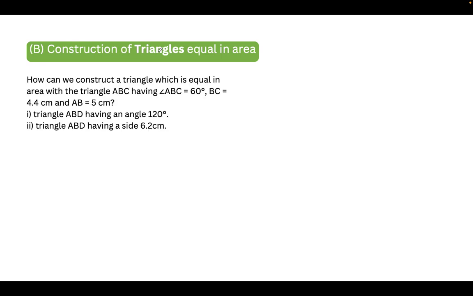So the problem is this: how can we construct a triangle which is equal in area with triangle ABC, where angle ABC is equal to 60 degree, BC is equal to 4.4 centimeter, and AB is equal to 5 centimeter. First of all we will construct AB, that is 5 centimeter in length. Now the angle ABC is 60 degree, so we will make an angle here of 60 degree. Now we will extend this line up to C, so that the length of BC is 4.4 centimeter. Now we will join A and C, and here is our triangle ABC.